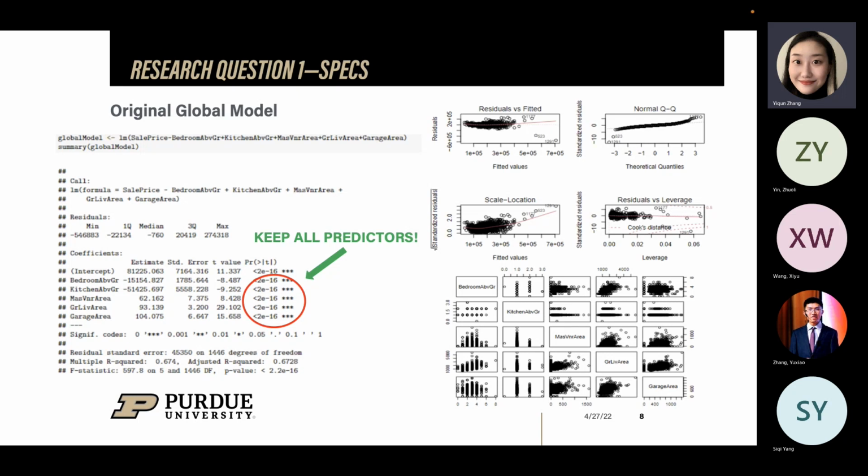Later, we used the best subset function to check which predictor to drop, since all criteria agreed that no predictors should be dropped. We proceeded with our original first-order global model for remedy.